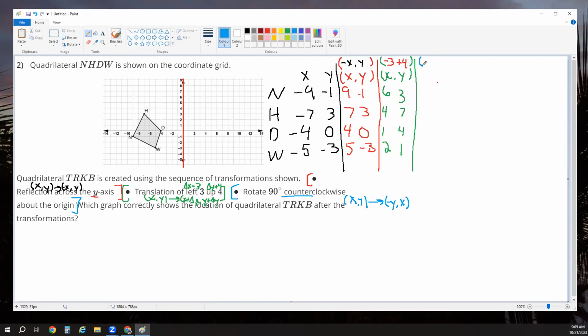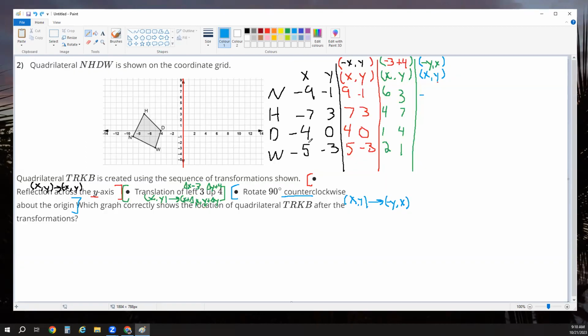My new X and Y coordinates are going to be drawn from the negative Y and the X of the previous coordinates. All right, so my X coordinates come from the negative Y of my previous coordinates. So that's going to be -3.